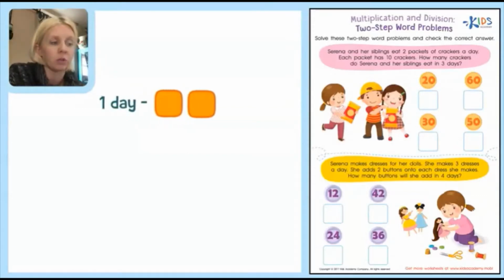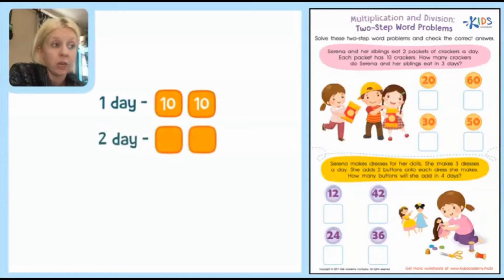Okay, and I'm going to write this out to the side. Then it says each packet has 10 crackers in them. So inside of these, there's going to be 10 crackers total. Okay. How many crackers do Serena and her siblings eat in 3 days? Well, I know in 1 day, this is how much she eats. So let's do this. This is for day 1. Then we've got day 2. She eats, once again, 2 packets of crackers, and inside each one, there is 10 crackers.